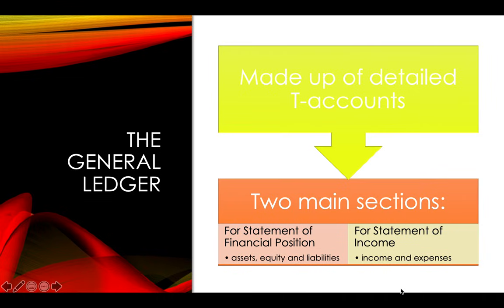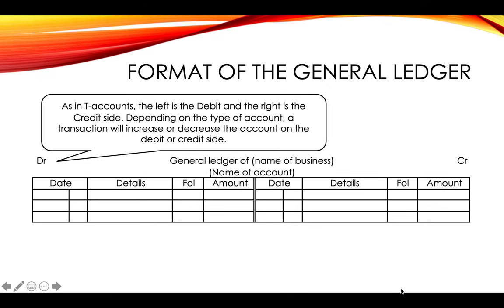Note that a statement of financial position used to be called a balance sheet, and so sometimes this is still called the balance sheet section. The statement of income section used to be called the nominal accounts section.